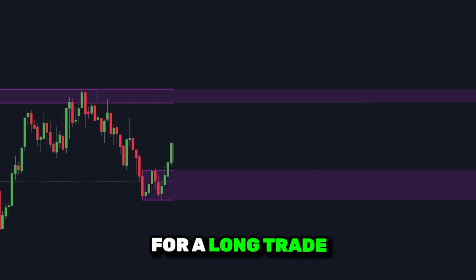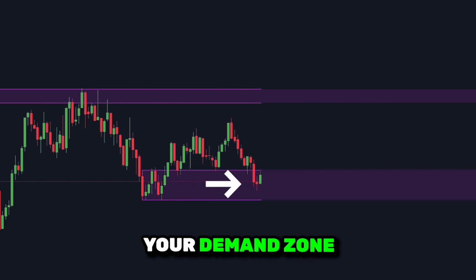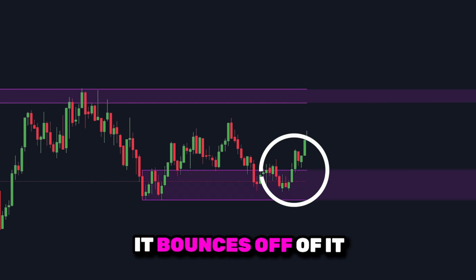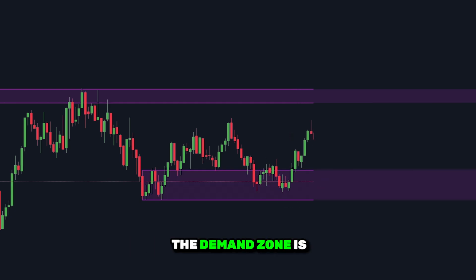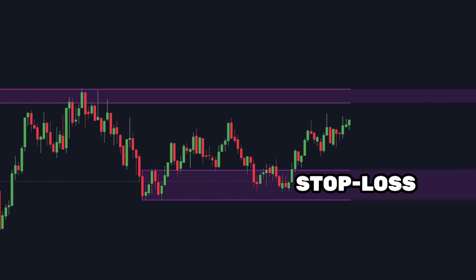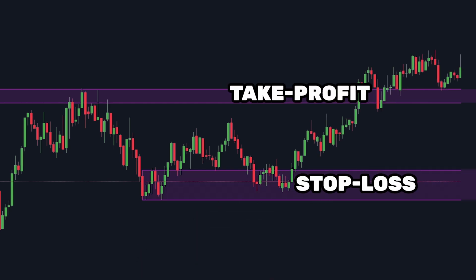When looking for a long trade, you want to wait for price to enter your demand zone and respect it. This means price doesn't break below the zone, but rather it bounces off of it. If this happens, the demand zone is likely to play out and you can enter the market long. You'll set a stop loss below the zone and take profits at the nearest supply zone.